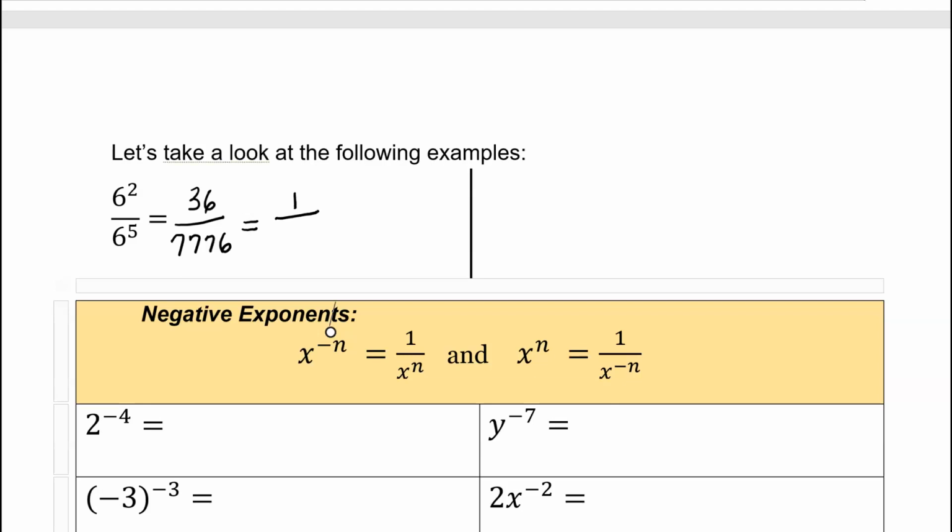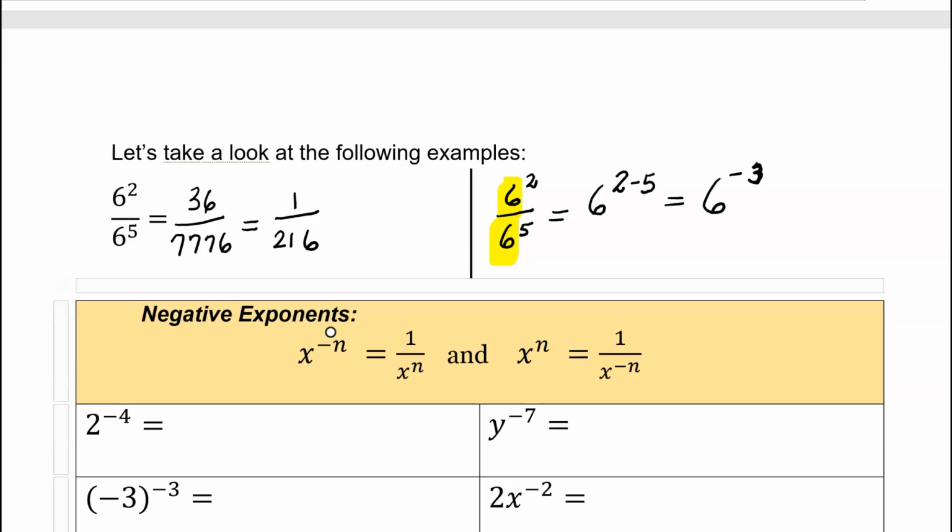36 goes in itself one time. 36 divides into 7,776 216 times. Now, if we had done it the other way using our rules of exponents, we see that 6 to the 2nd over 6 to the 5th involves the same base. We're dividing. Therefore, we do what to the exponents? We subtract them. So it becomes 6 to the 2 minus 5, which is 6 to the negative 3.